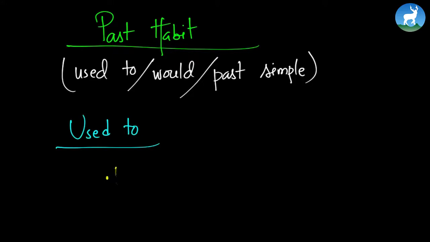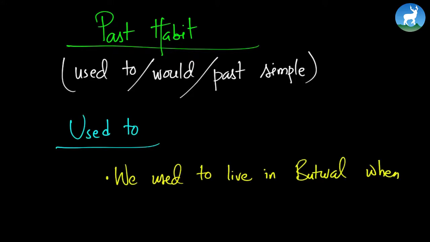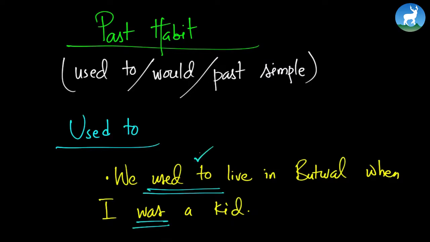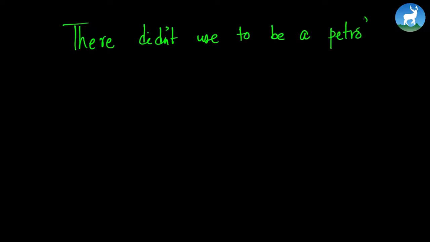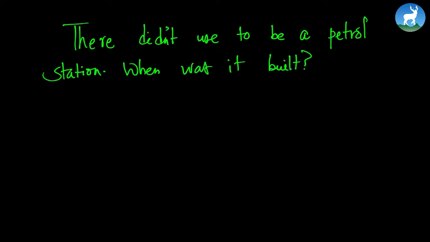We can say something like this. We used to live in Butwal when I was a kid. So this means we no longer live in Butwal, right? So when I was a kid, we used to live in Butwal. We can also say something like this. There didn't used to be a petrol station. When was it built?